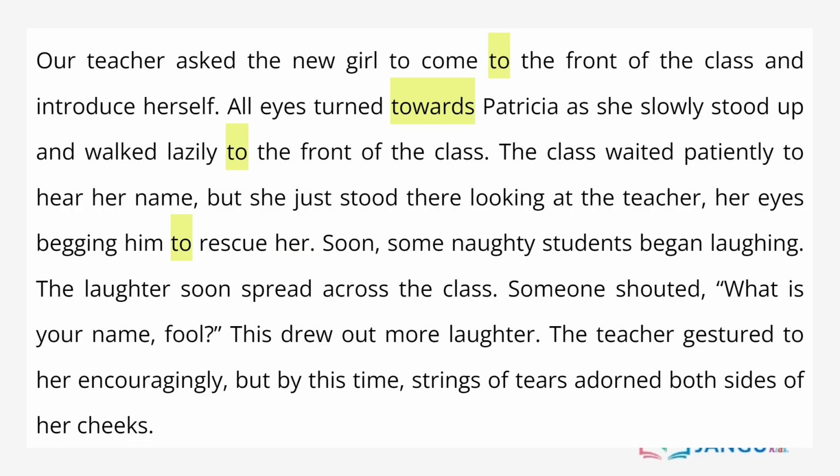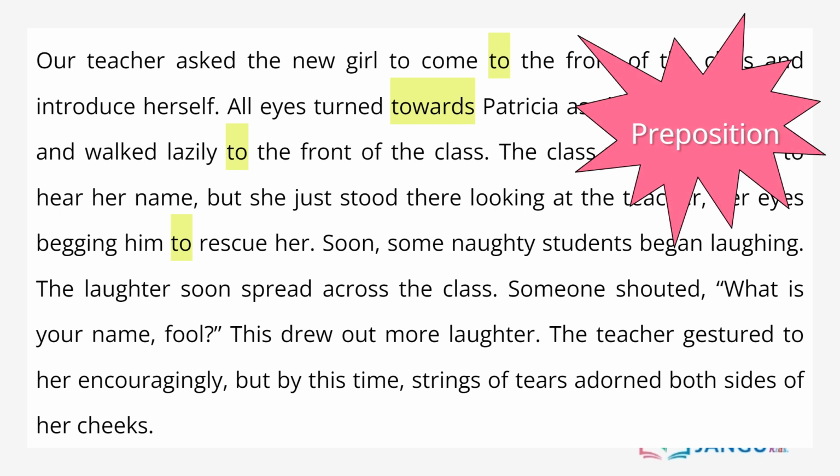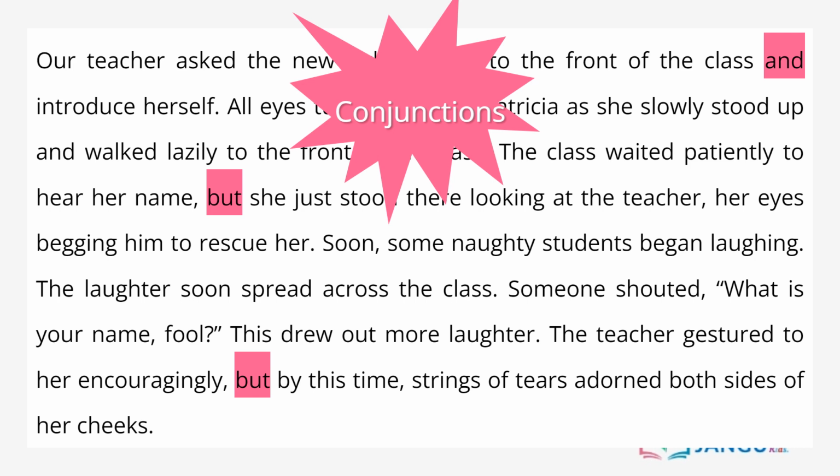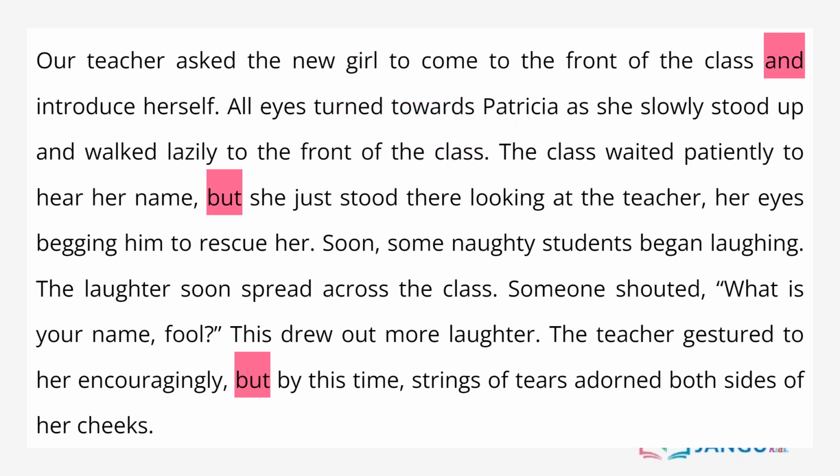Don't you also agree that the words in yellow fit our definition of prepositions, which we gave as words placed before a noun or pronoun to show its relation to some other words in the sentence? And finally, the words in purple are definitely conjunctions. Don't you agree? Because as you can see, they are words that join words and clauses.